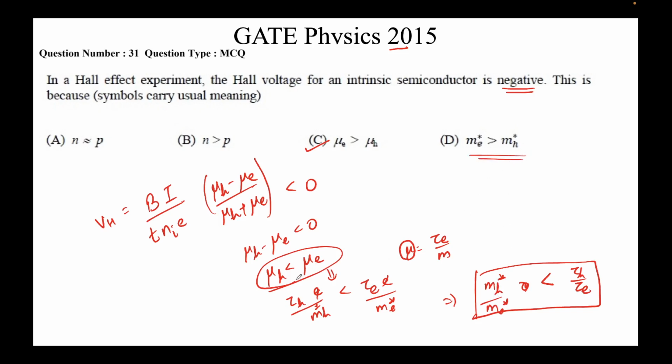However, we can only talk about the mobilities because that's directly dependent on the Hall voltage. So only C is the correct option. We cannot say anything about D. Only C is the correct option, and obviously n is equal to p, which is approximately equal to ni. We know that, but that's not the cause for the negative Hall voltage. Please note that. So only C, mu E is greater than mu H, is the correct option.